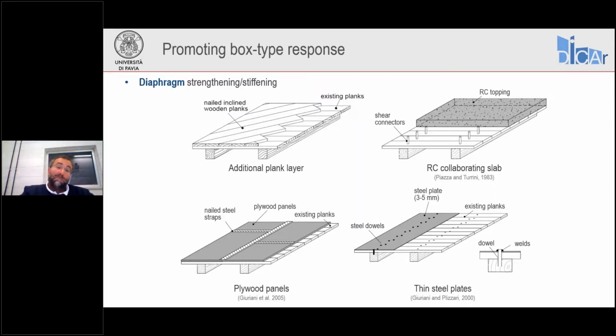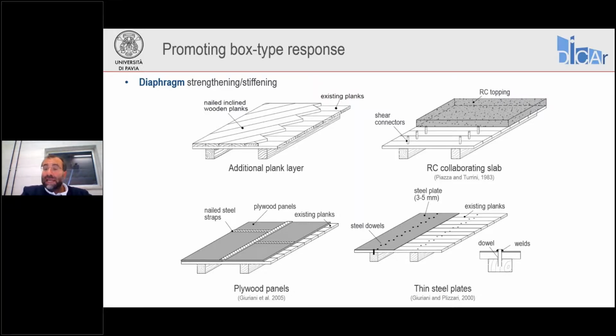First solution is to add a plank layer above the existing planks. Planks nailed, of course, to the existing planks and joists. Usually these planks are provided at a 45-degree angle, so basically we can create somehow a truss mechanism within the diaphragm. Another solution is based on the addition of plywood panels nailed to the existing diaphragm and nailed among each other to provide shear continuity between adjacent panels.